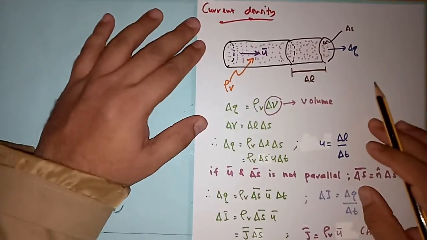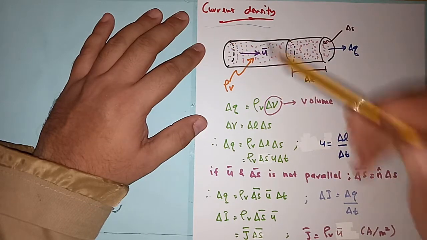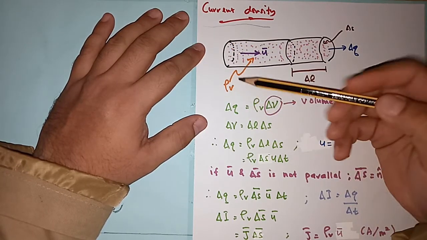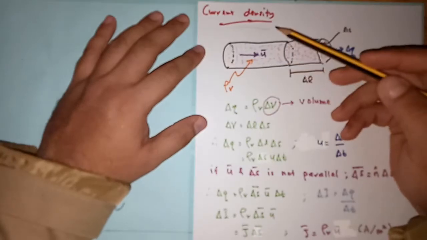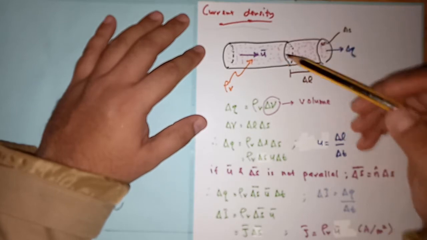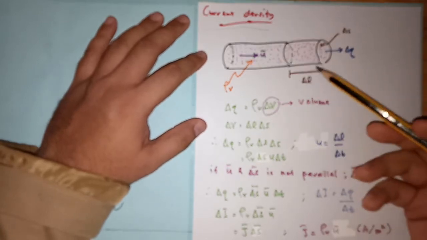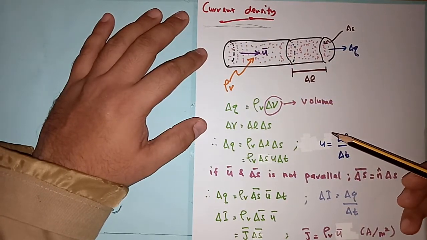Alright, so now let's look at the last topic in this video, which is the current density. Even though in circuit analysis we are more concerned about the current value, in a field perspective, instead of the value of the current, we are more interested in its current density.